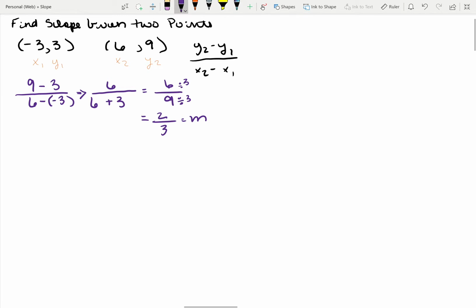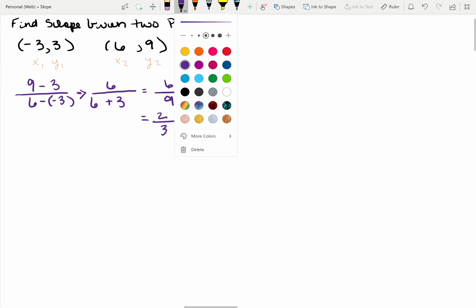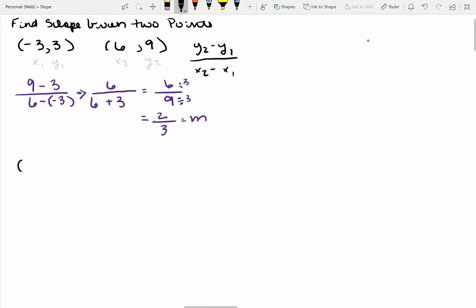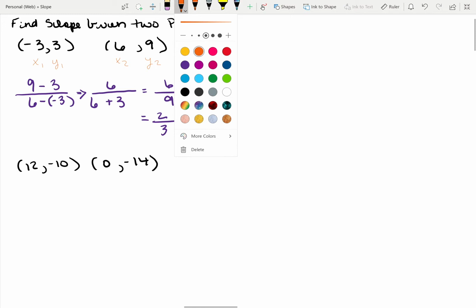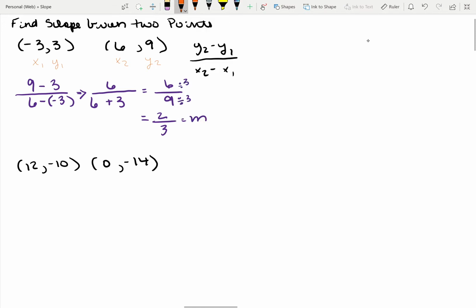Okay, let's take a look at another problem. So let's say, for instance, we have the points (12, -10) and (0, -14). Okay, we're going to take the same steps here. I want to go ahead and label my coordinates. So I have x sub 1, y sub 1, x sub 2, y sub 2.